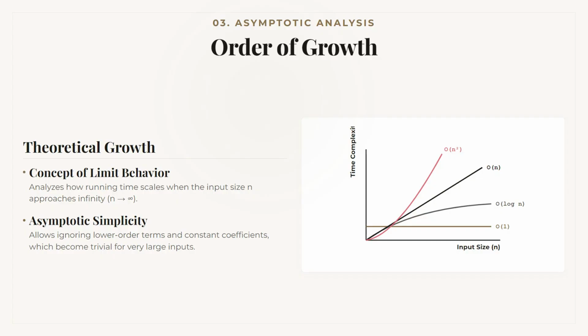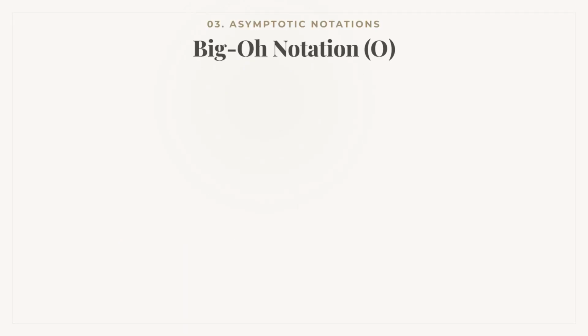The first notation we will study is Big O notation. Big O notation provides an upper bound on the growth rate of a function. In simpler terms, it describes the maximum amount of work an algorithm may need to perform.